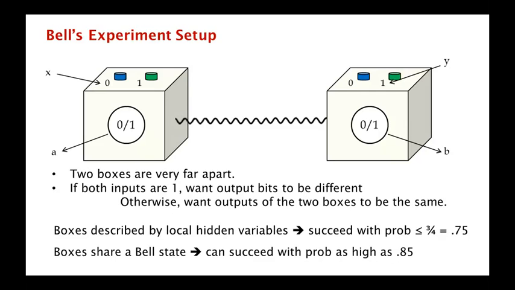We also showed in the first video that if the boxes are described by local hidden variables, then they cannot succeed with probability greater than 3/4 in this task. We also claimed that Bell showed that there's a way, using entanglement in quantum mechanics, to actually succeed at this task with probability as high as 0.85. So in this video we are going to see how exactly this is achieved quantumly.